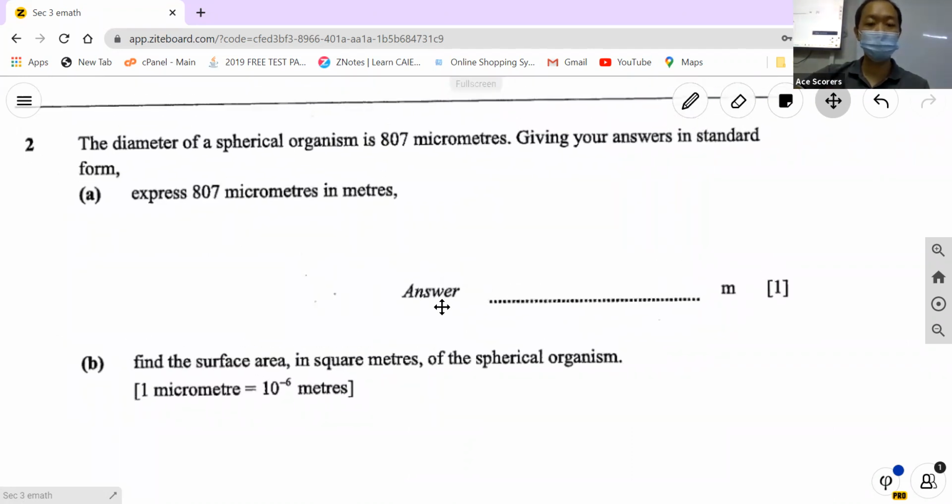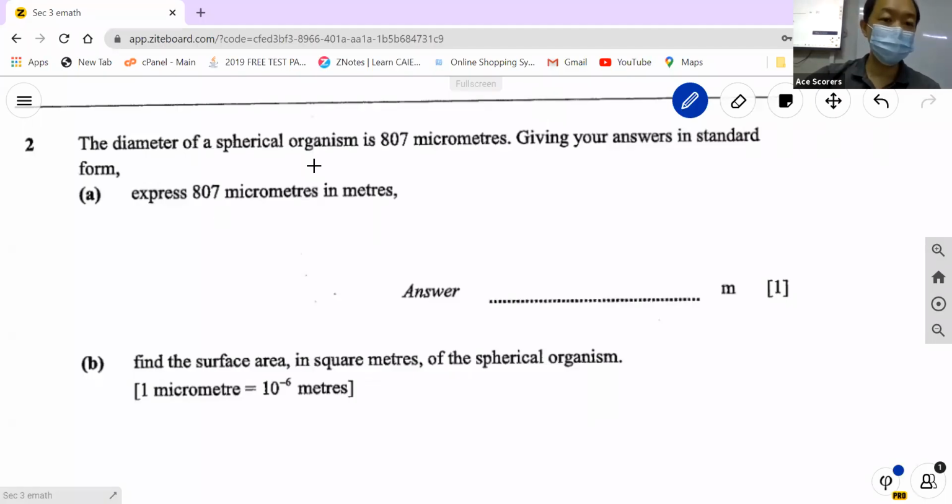Standard form. The diameter is 807 micrometer. So micrometer is 10 to the power -6. That means this thing is 807 times 10 to the power -6. We want it to be in standard form. Now for it to be standard form, first of all, there's a decimal place here. It has to shift 2 places, so it must come over here.